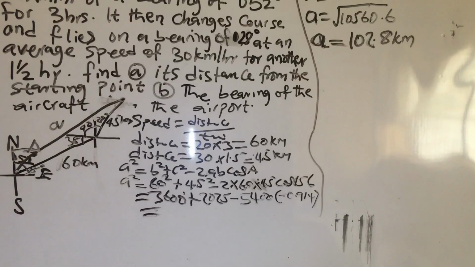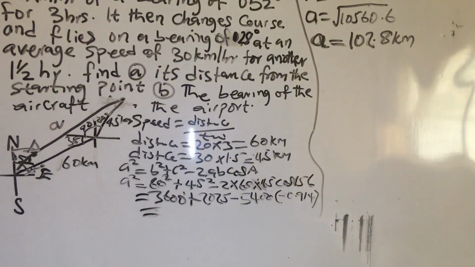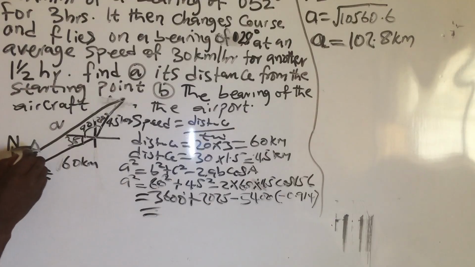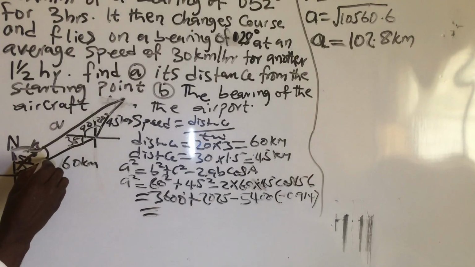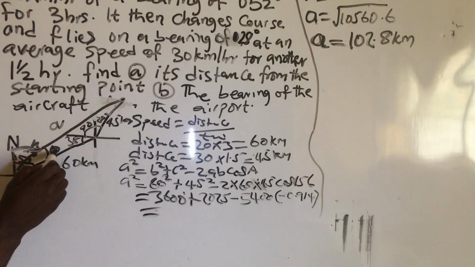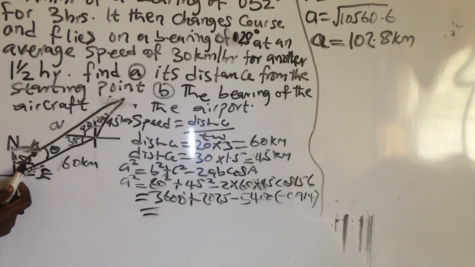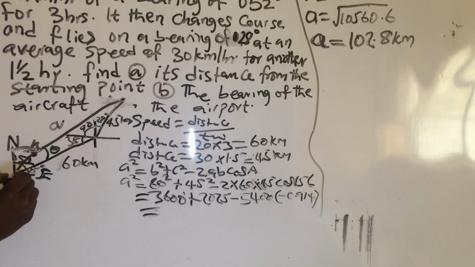Now let us solve for the bearing of the aircraft from the airport. The one we are looking for is this. The question is asking from here to here, and we cannot get it without getting the angle inside here. Let us name it theta. If we know this angle, we just subtract it from 52, and it will give us the bearing they're asking. The bearing is from the port.